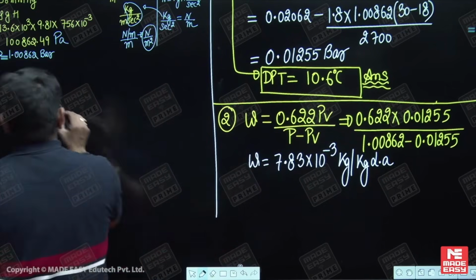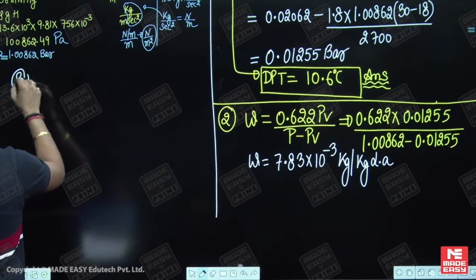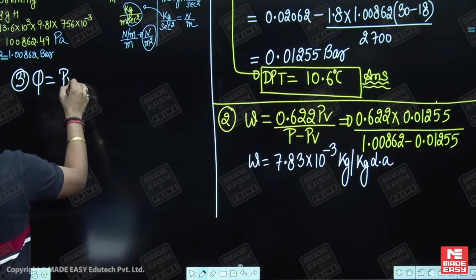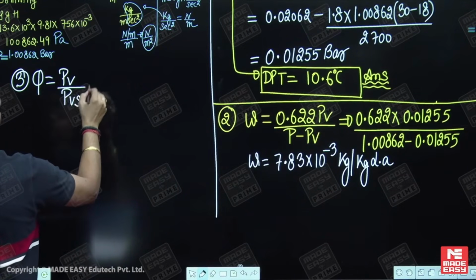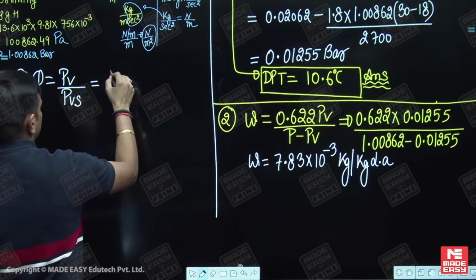Now the third factor may be relative humidity, PV upon PVS. So what is the value of PV?